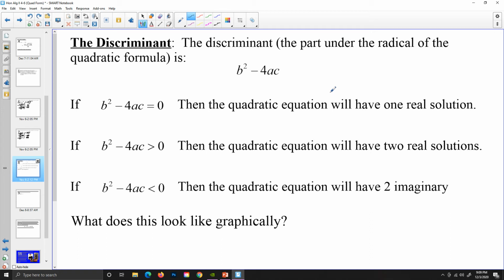Now there's only three different possibilities. If b squared minus 4ac equals 0, then the quadratic equation will have one real solution. If b squared minus 4ac is greater than 0, then the quadratic equation will have 2 real solutions. If b squared minus 4ac is less than 0, then the quadratic equation will have 2 imaginary zeros. And so let's take a look at what that would look like graphically.